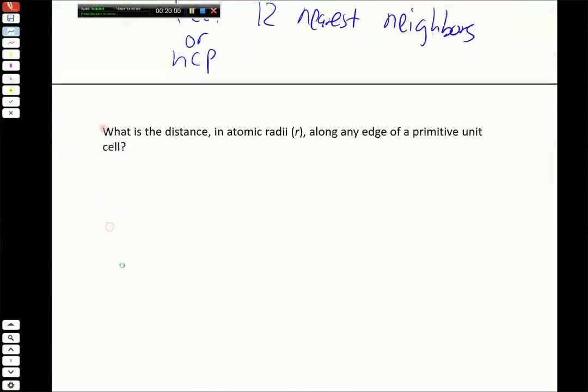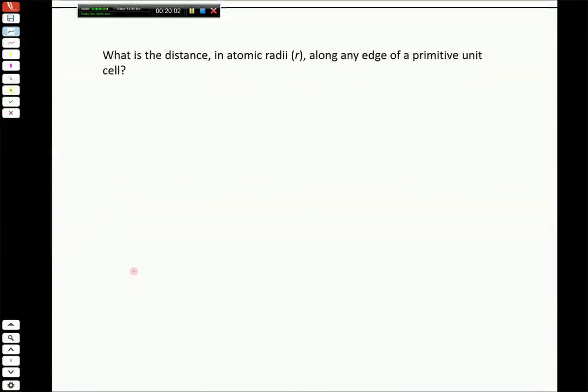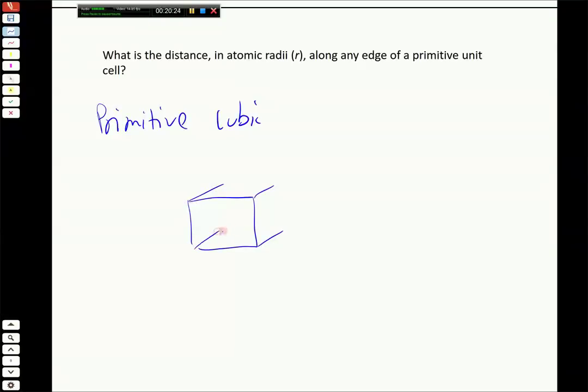Alright, and then the next one here again deals with the distance along any edge of a primitive cubic cell. Now some of these get pretty complicated, but for primitive cubic cells, the picture is quite simple. So what we're looking for is, in a cubic unit cell of any type, remember the geometric definition of a cube is that all sides are the same length, all 90-degree angles. And so what we're looking for here is what's the distance along one of these sides, which we abbreviate as A.